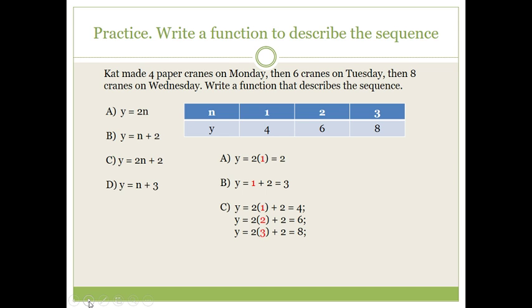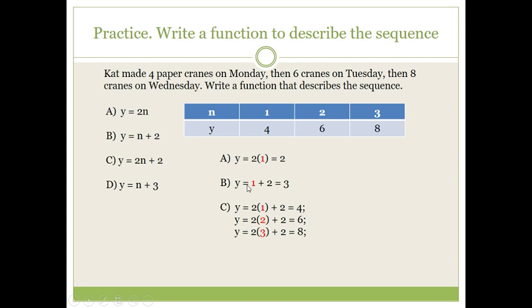Alright, so you had 2 ways to do it. You could have gone about writing your own function rule given the n values and decide what you have to do to n to get to the y. Or you could start plugging in the n values in each of these equations and checking to see that you get the correct outputs. So in this case, I would have also done working backwards from the answers to see if I could generate the sequence by plugging in the n values, because this pattern is a little bit more complicated than just multiplying or adding.